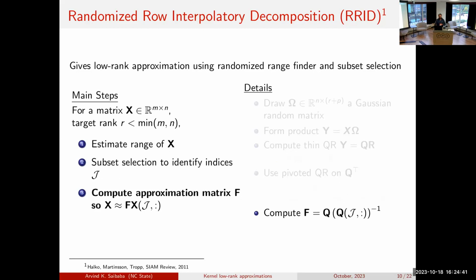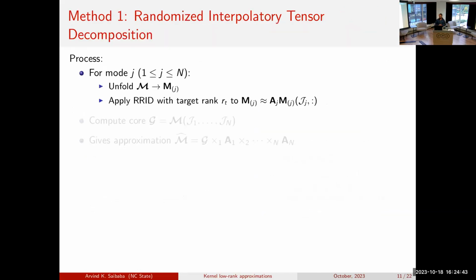Okay, so once we understand how to do this for matrices, it's easy to do it for tensors. With an n-dimensional tensor, you unfold each mode independently, apply this randomized row interpolated decomposition to get that factor matrix, and then you take the indices from the unfolding. Then you can compute the core, and here's where the tensor approach is efficient.